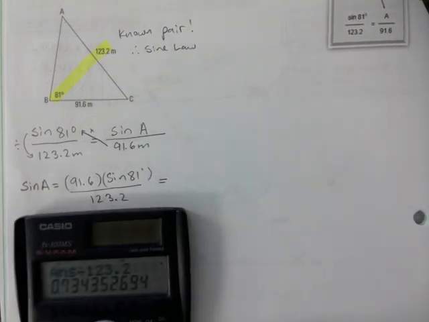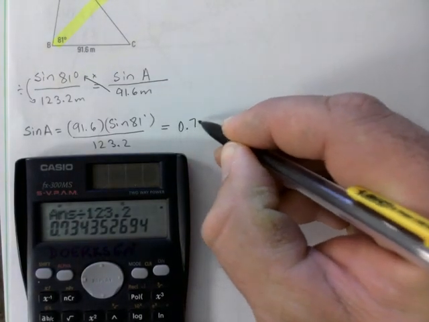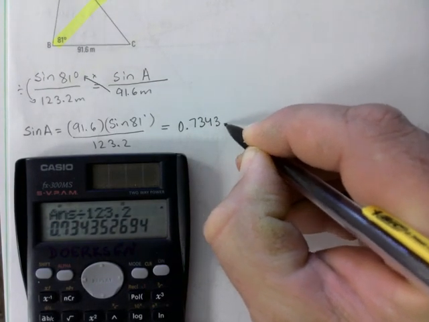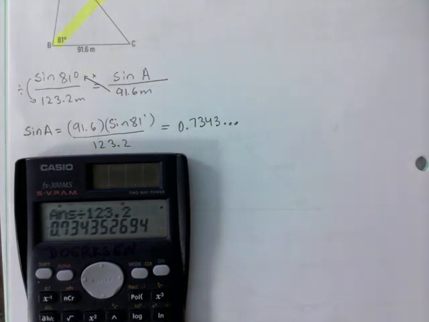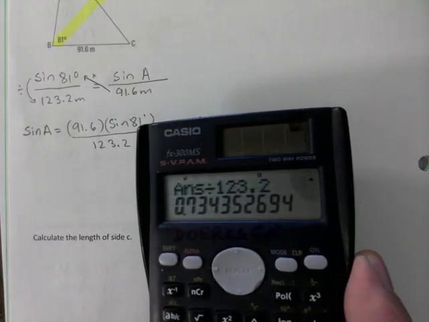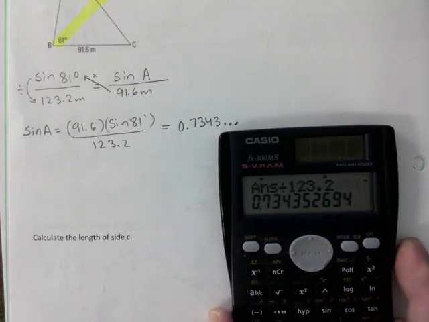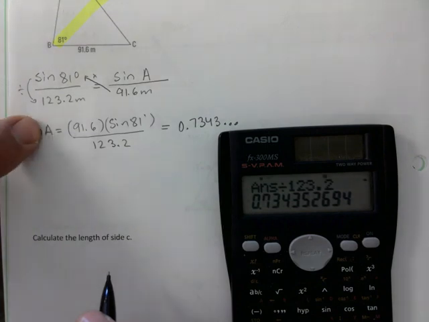And I get, we're only going to write down a couple of decimals here. 0.7343... I don't want you to round. I don't want you to round there. You're going to keep this in your calculator. You're going to keep that there. Don't touch it. Right? So we're just going to add a step here saying to find angle A.